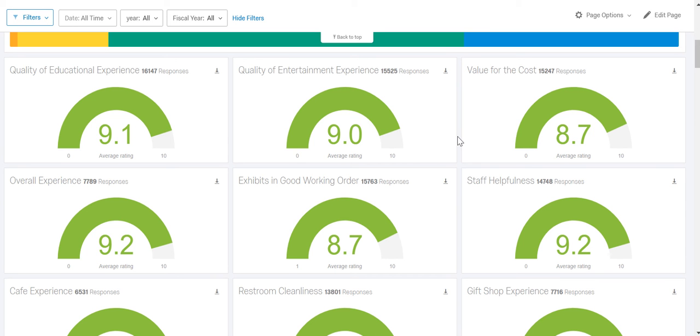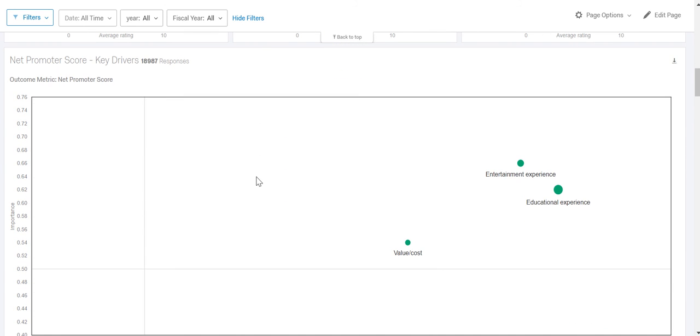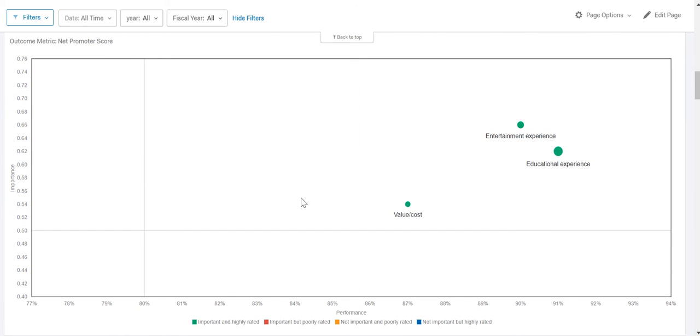The gauge charts show the average rating for a number of dimensions related to the museum or science center experience, such as staff helpfulness, restroom cleanliness, the overall quality of the educational experience, etc. And then these two charts below, there's two charts that look like this. They're called key driver analysis charts. They show all of the experience ratings along with how closely they correlate with the Net Promoter Score.